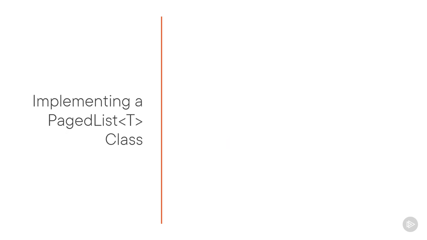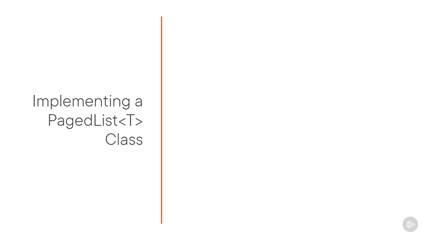But how do we do this then? Well, we could just create an additional repository method that returns the metadata, but I'm not a big fan of that. Paged data and the related metadata feel like they belong together.